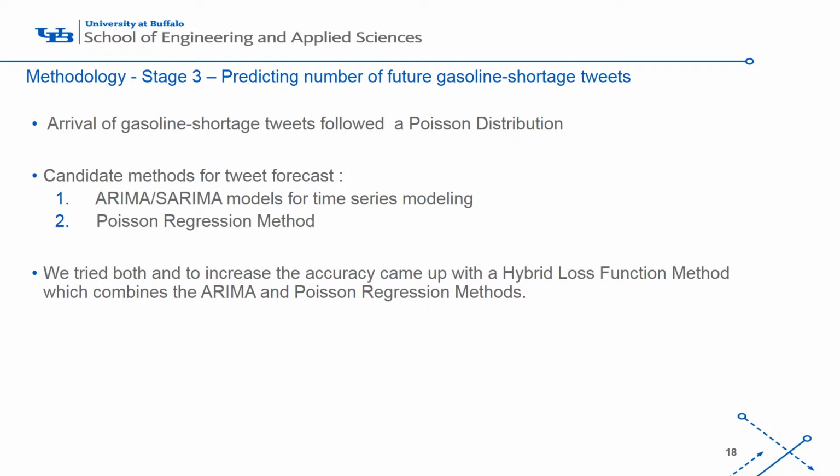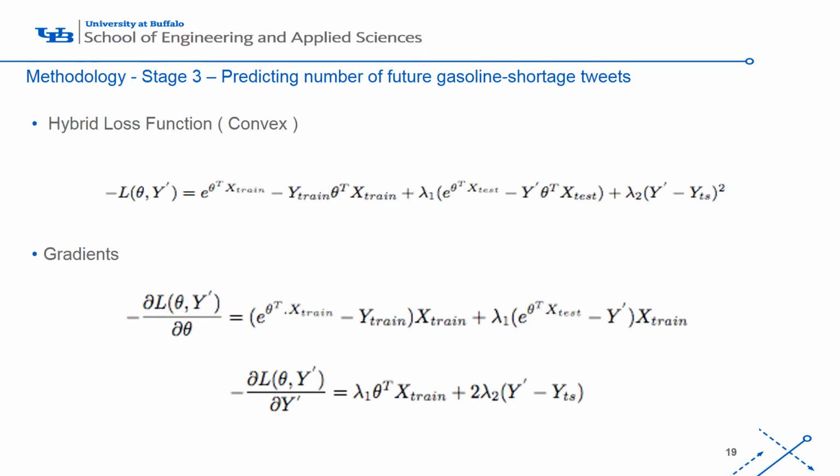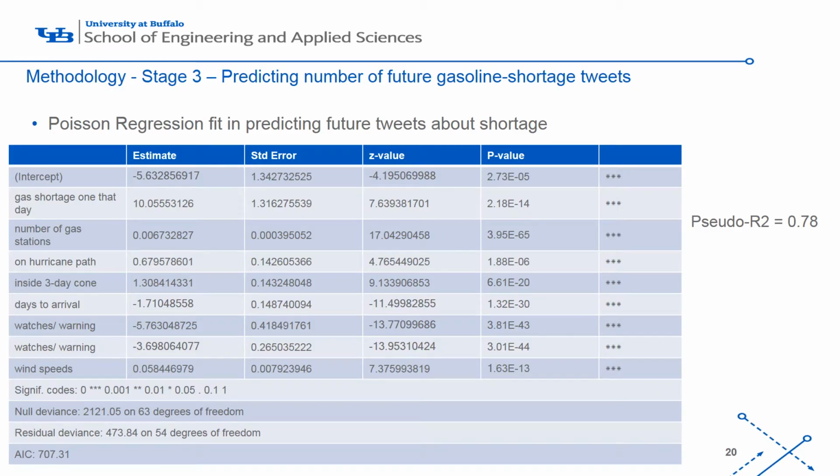The candidate methods for tweet forecasts were ARIMA, SARIMA models for time series modeling, and the Poisson regression method. We tried both, and to increase the accuracy, came up with a hybrid loss function which combines ARIMA and Poisson regression methods. So here's our hybrid loss function, which is convex, and for which we have the following gradients. And then we did the prediction.